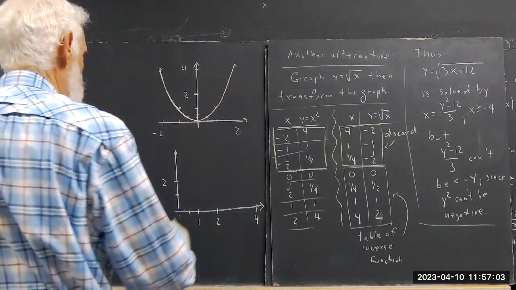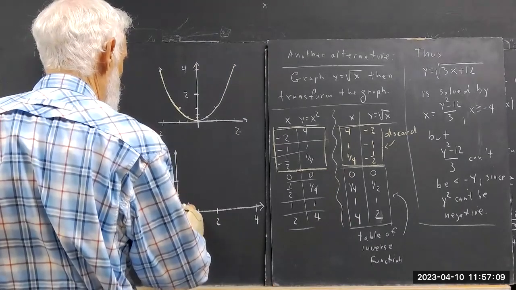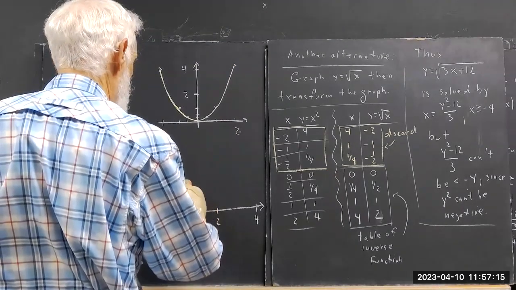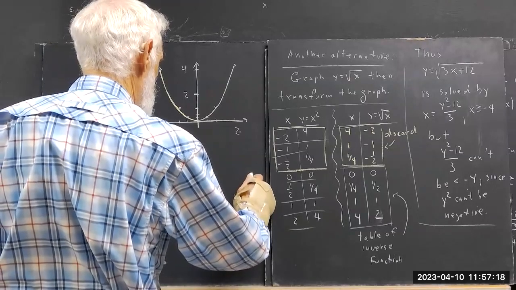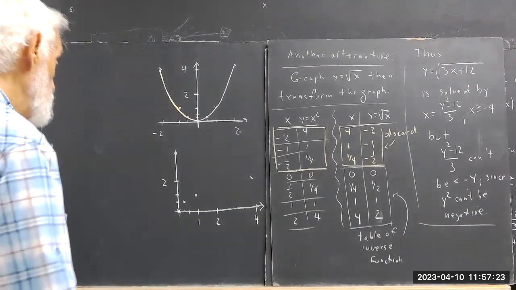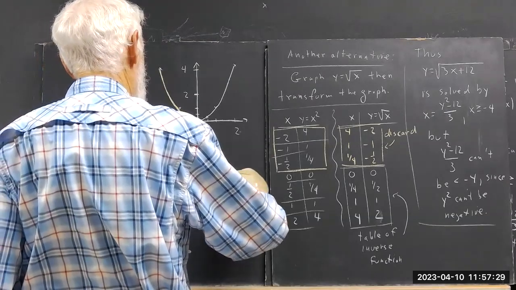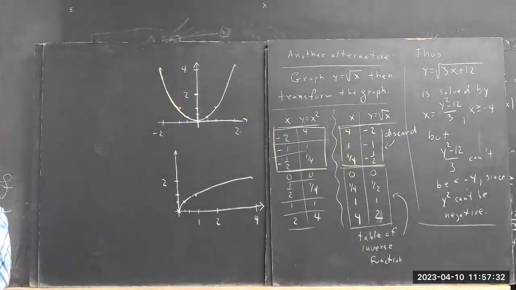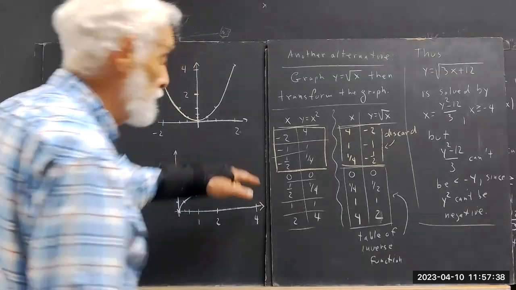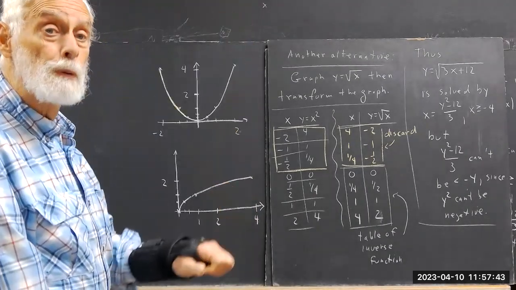Now locate these points. I got 0, 0. I've got 1/4, 1/2. I've got 1, 2. And all the way up here, I've got 4, 2. So there's a picture of my square root graph. And it always has this shape. Sometimes it's distorted, sometimes it's stretched, sometimes it's compressed.